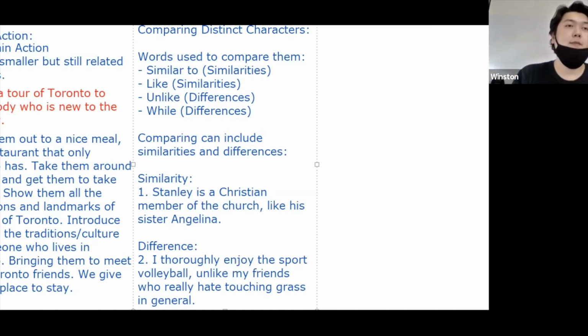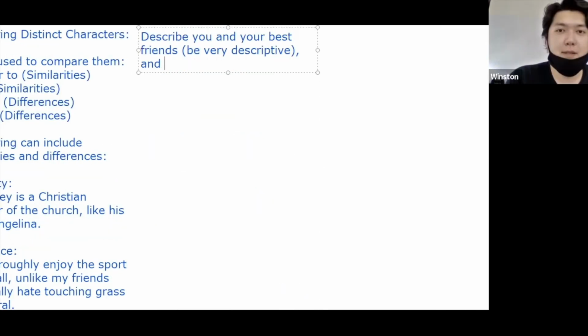I want you guys to take out your notebooks, or if you're typing on a computer, I want you guys to describe and compare you and your best friend. Be descriptive and then compare the two of you to each other, okay?